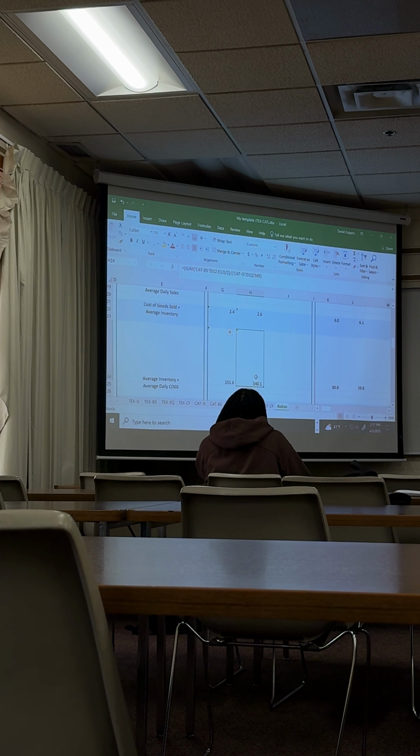Divided that by 365? Within the parentheses, yes. Here's the divider between my numerator and my denominator. So my denominator is in parentheses.